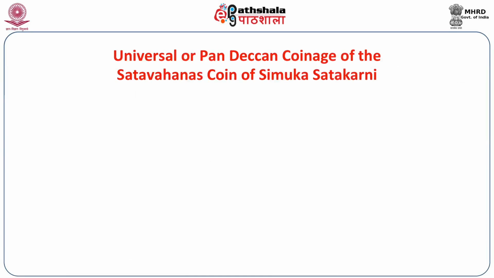Here you can see the universal or the pan-Deccan coinage of the Satavahana Shrimukha Satakarni. Shrimukha is one of the earliest rulers of the Satavahana family. Coin of Satakarni with Ujjain symbol on the reverse. This is also a universal variety, as you can see elephant on the obverse and Ujjain symbol on the reverse.